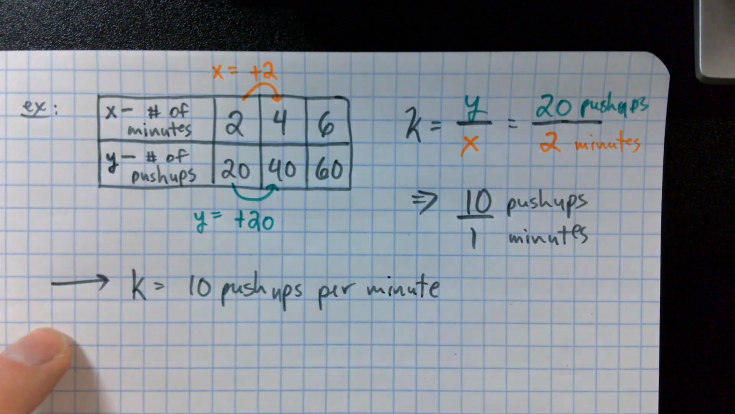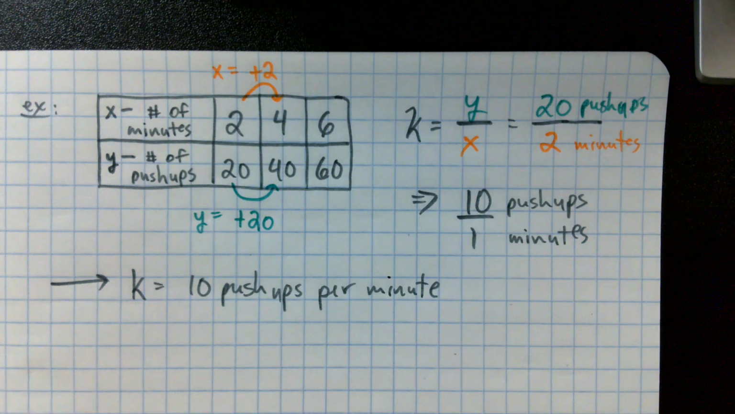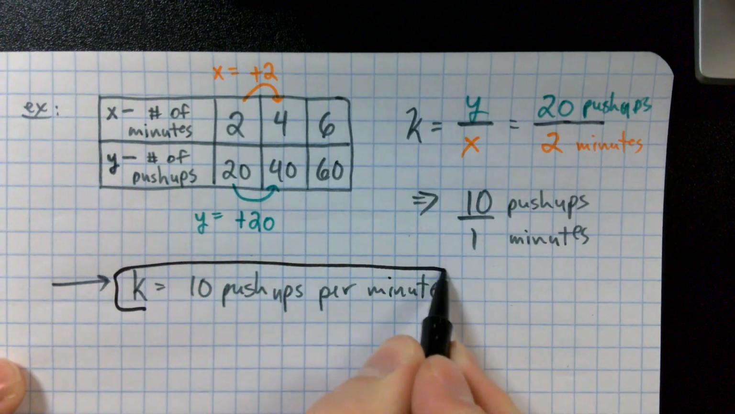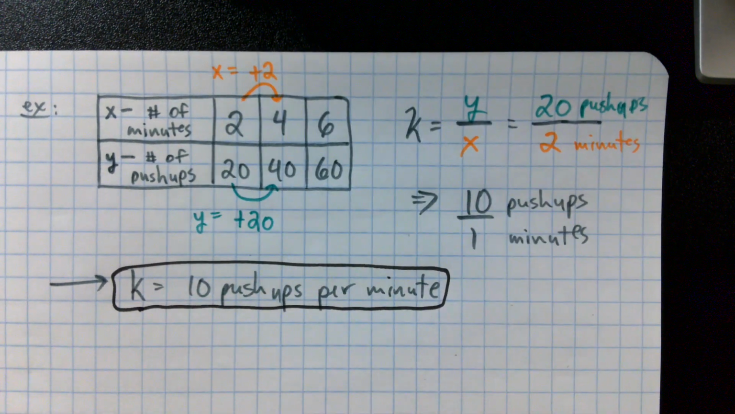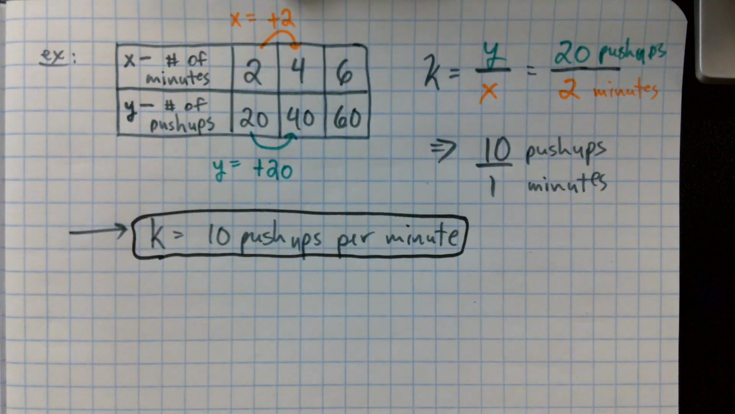Exactly right. 10 push-ups per minute. All right? So that's exactly what your assignment worksheet number 4 is going to look like here in just a second. Okay? We got a good amount of time to work. I think it's only like 11 questions on there, so it shouldn't take too long.